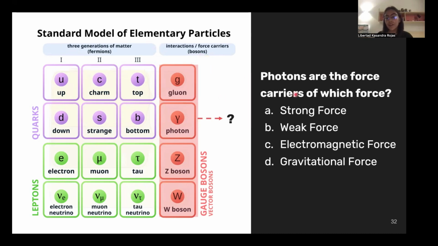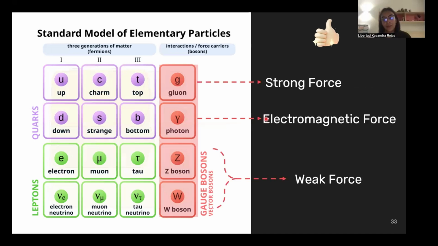And just as a quick question right now, I wanted to ask you guys if you could answer this. So photons are the force carriers of which fundamental force? There are four fundamental forces in physics, and there's a poll, so if you could please take a guess: which force do photons actually interact with? Yep, I've launched a poll. Okay, great. So everyone answered electromagnetic force. Yay. So yes, everybody's right. Photons are the force carriers for the electromagnetic force.